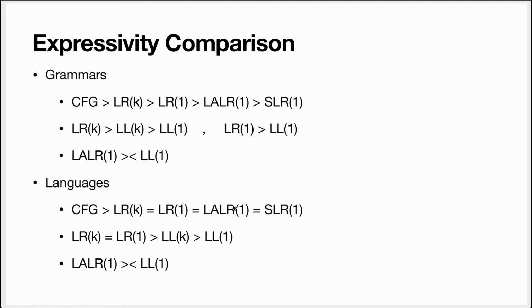Because remember, a language being SLR means that it has an SLR grammar. It may have many other grammars. Some of them may be LR(k), some of them may be LR(1), etc. But it needs to have one SLR grammar.